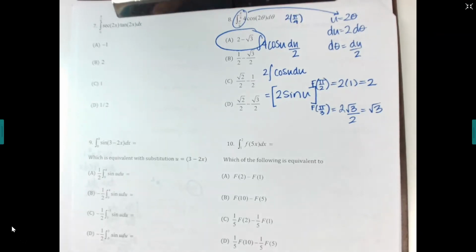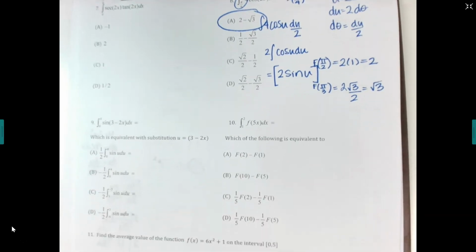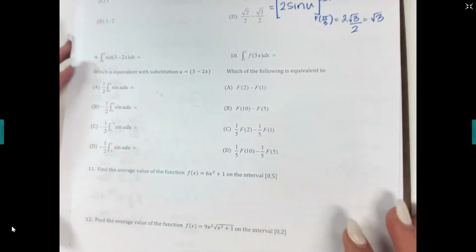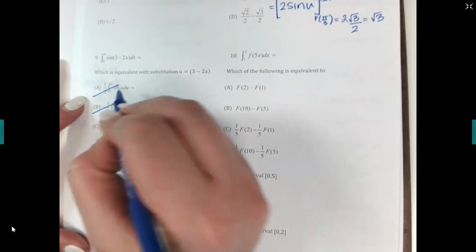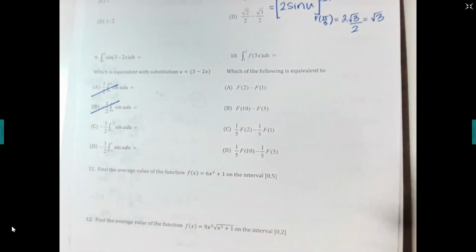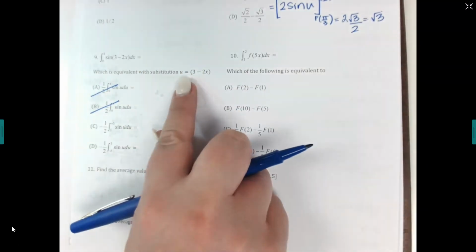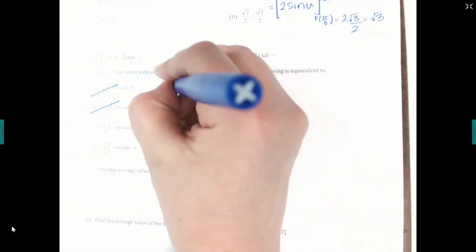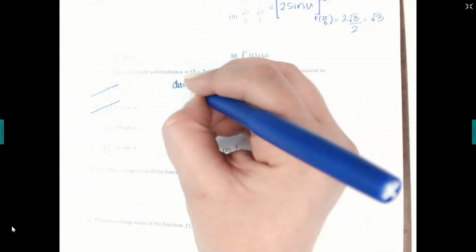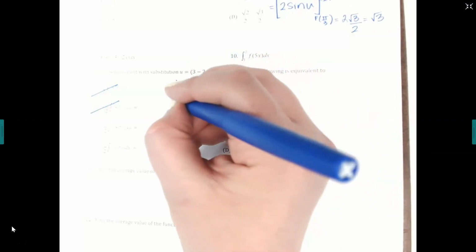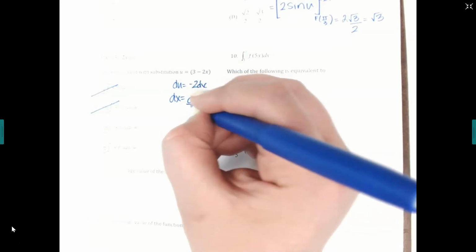Okay, number 9. Which one can you pretty much automatically throw out? Where the endpoints never changed? A and B are out. There's no way those endpoints should have stayed the same. So that has to be a mistake, so I'm down to 2. So they're even telling me what to pick as U. U is 3 minus 2x, then what's du? So it'd be negative 2 dx, which means dx is du over negative 2.